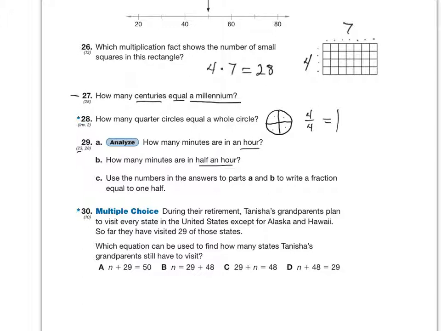And then they're going to want you to write a fraction equal to 1/2. So if you didn't notice here, half an hour and then an hour. So they use the word half here and equal to 1/2. So if you write down how many minutes are in a half of an hour over the whole, that's just a fraction. Half over the whole. 1/2 hour over 1 whole hour. Anyways.